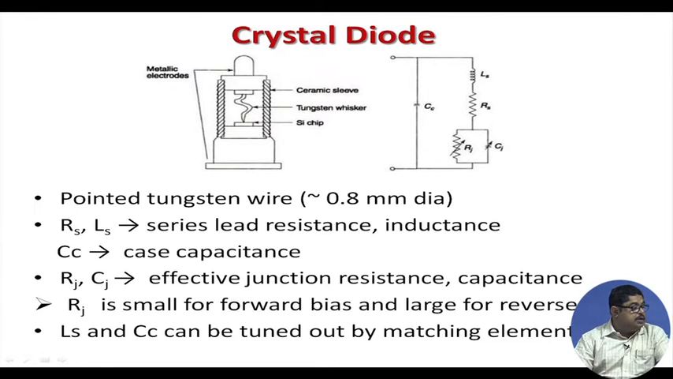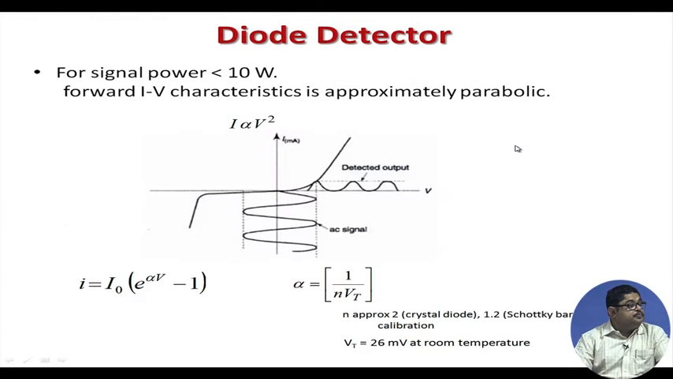Now, this Ls also, throughout the thing there is a coupling capacitor. So, Ls and Cc can be tuned out by matching elements. So, what remains in the circuit is basically this lead resistance, and this parallel RC circuit of the junction. Now, diode detector, up to 10 watt of power it can handle, it can detect.